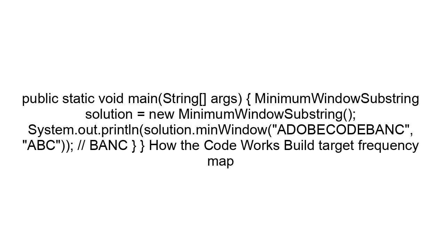Public static void main String args. MinimumWindowSubstring solution equals new MinimumWindowSubstring. System.out.println solution.minWindow ADOBECODEBANC, ABC. Output: BANC.